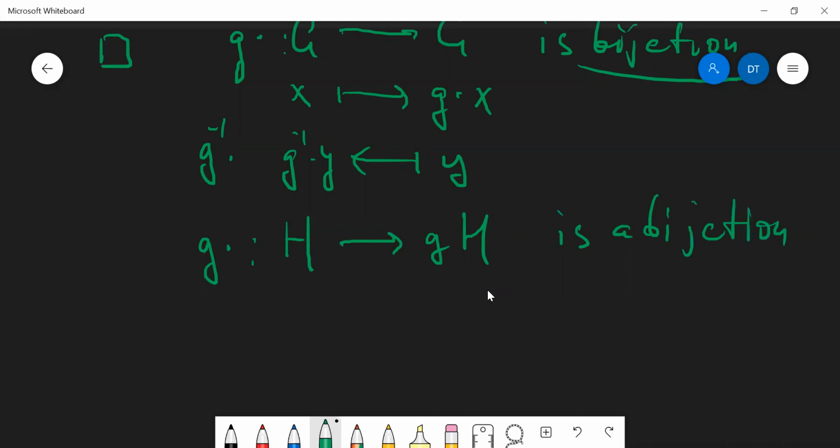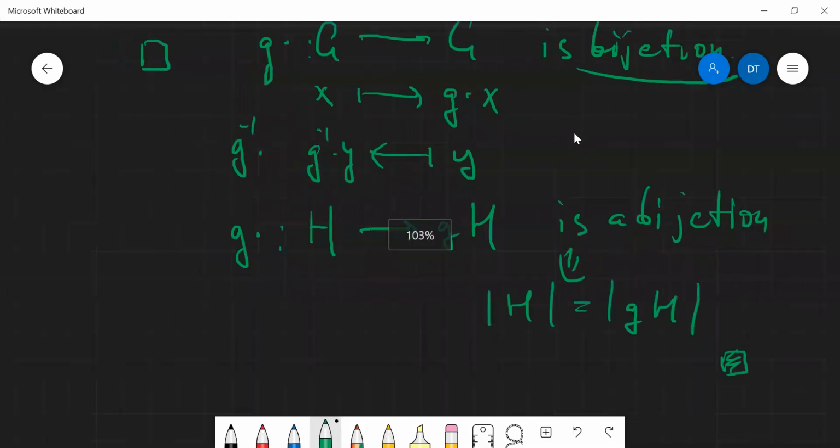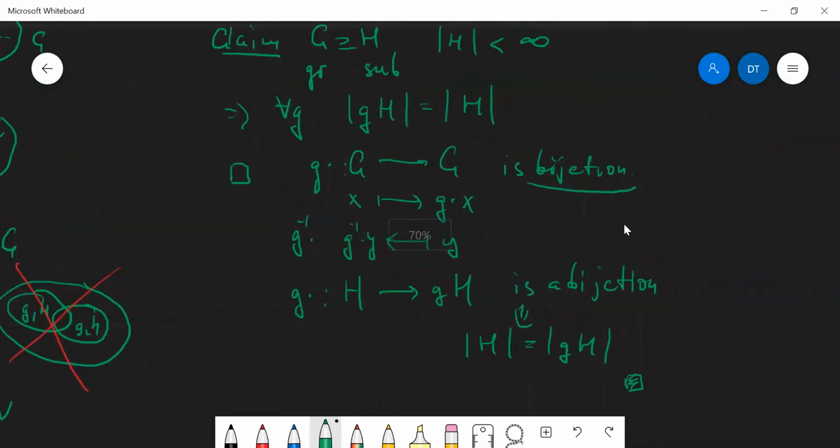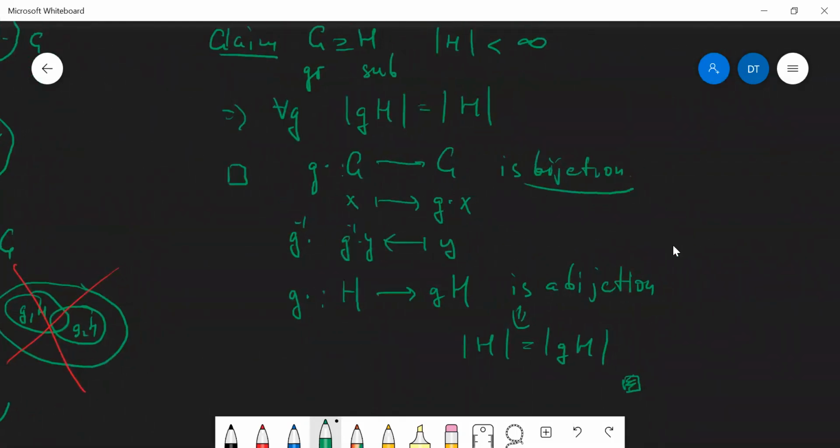So now you see, if H is infinite, then this means that these two sets are equivalent, as you mentioned. But if they are finite, this simply means that the amount of elements in H is exactly the same as the amount of elements in G times H. And we're done. So this is the proof of the claim. So let me show you again the claim itself and the proof. The proof is really simple.